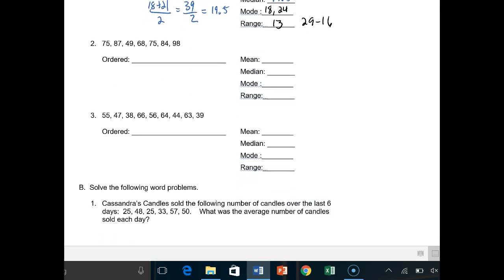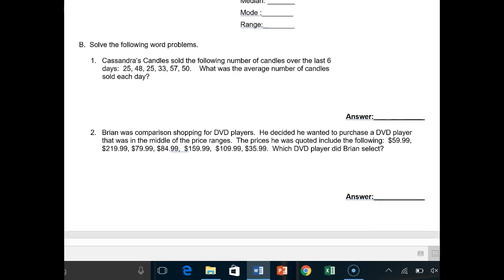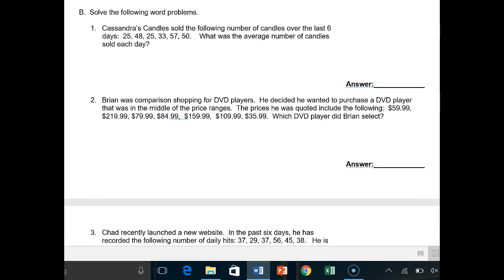I'm going to skip 2 and 3 and move right down to problem B, 1. So Cassandra's candles sold for the following number of candles over the last 6 days: 25, 48, 25, 33, 57, 50. What is the average number? So basically they just want you to find the mean here. So what are we going to do? We're going to total all these guys up, and then divide by how many there are.